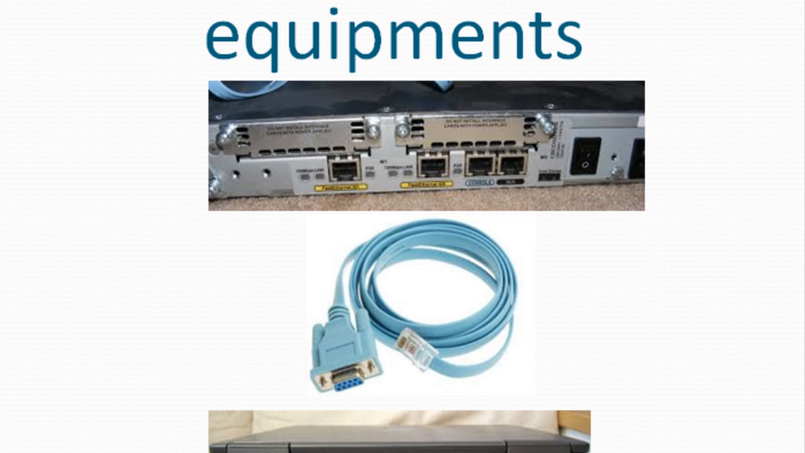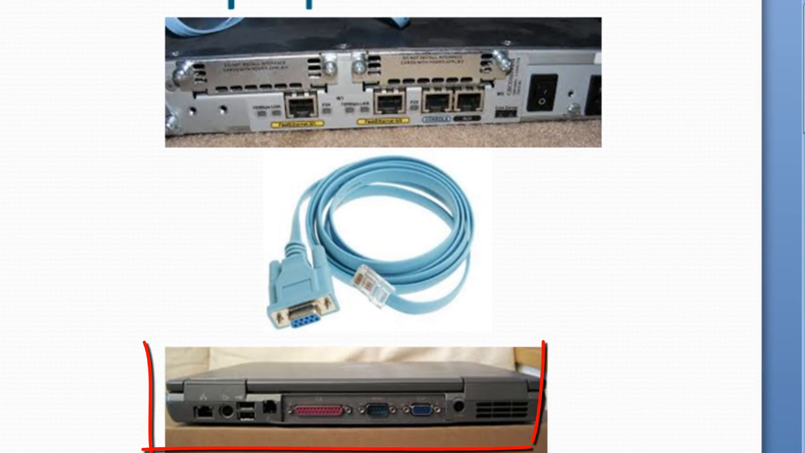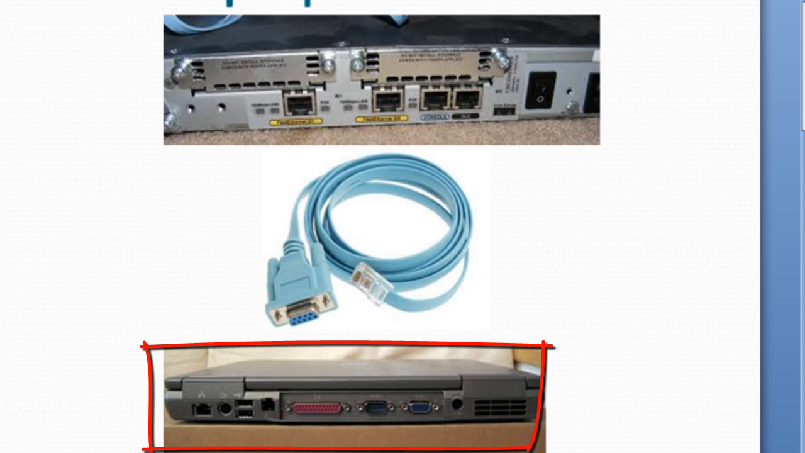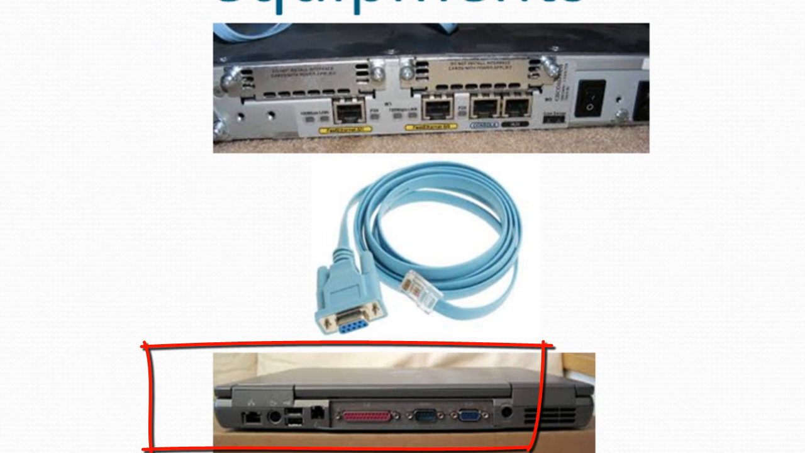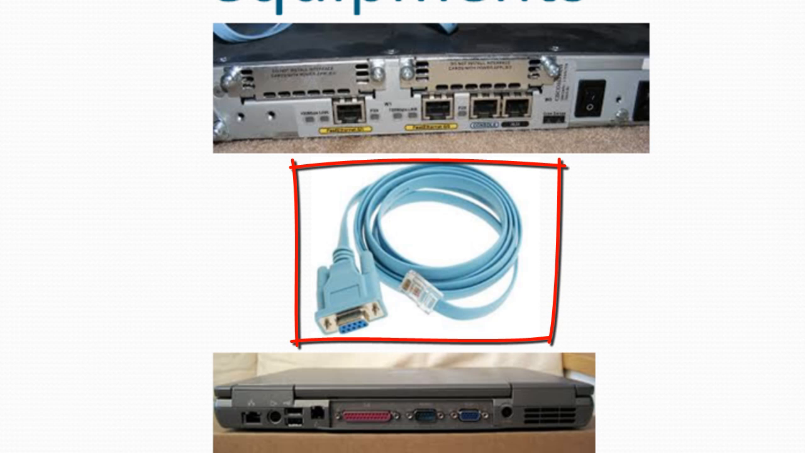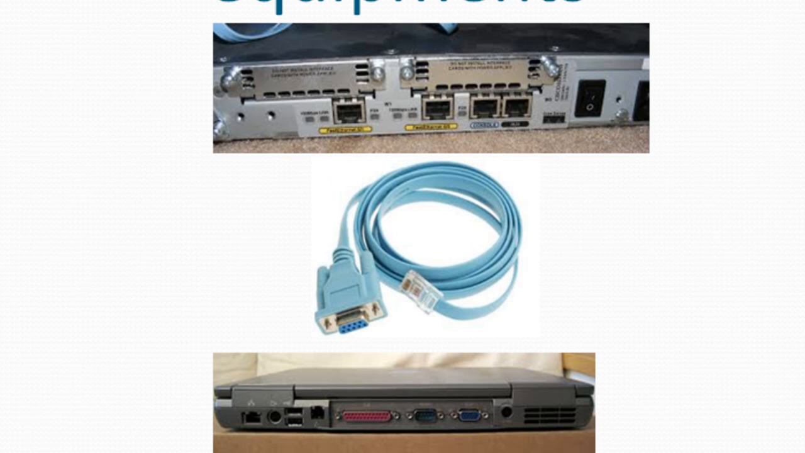Let's say that you have just bought a router. You will need a computer and what we call a console cable in order to connect that PC to the router, because the router doesn't come with a screen. So the computer is the device that can give you output coming from the router.